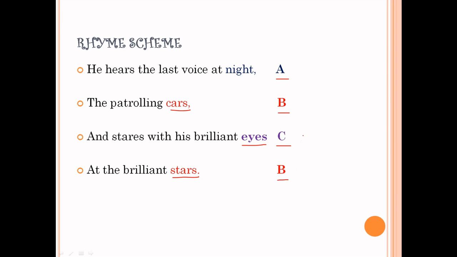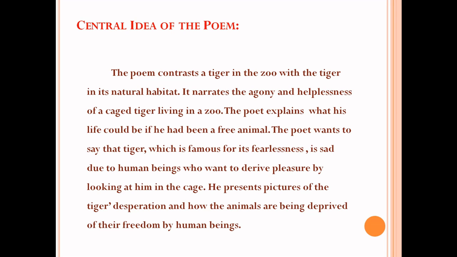So it is the rhyme scheme which is similar in all the stanzas, as you can see yourself. So now we will have a look at the central idea of the poem. So first of all, the poem contrasts a tiger in the zoo with a tiger in its natural habitat, that is a forest, and it narrates the agony and helplessness of a caged tiger living in a zoo.